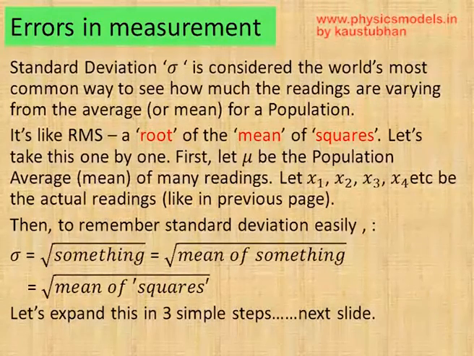Standard deviation is a more robust method of measuring variation in readings because it takes into account each and every value and how much that changes with respect to the overall average. The easy way to remember standard deviation is to think of the word RMS. You'll come across this many times in physics: RMS current, RMS voltage, and so on. RMS stands for root of the mean of the squares. Now below you can see that expansion. The sigma is root of something, that is root of the mean of something, that is the root of the mean of squares, and the squares is talked about in the next slide.